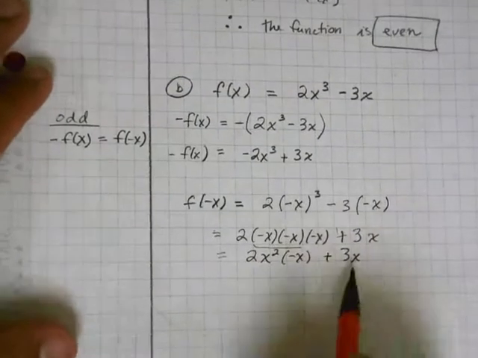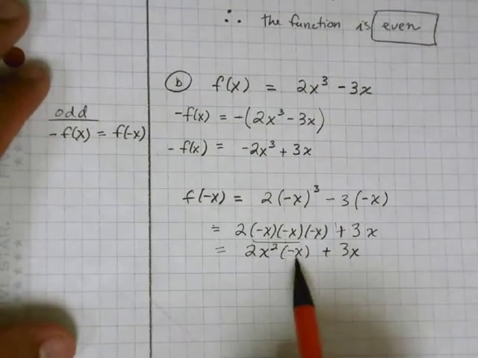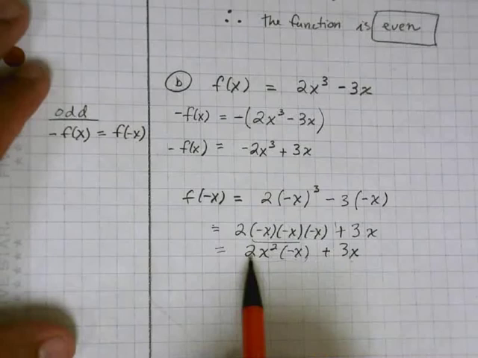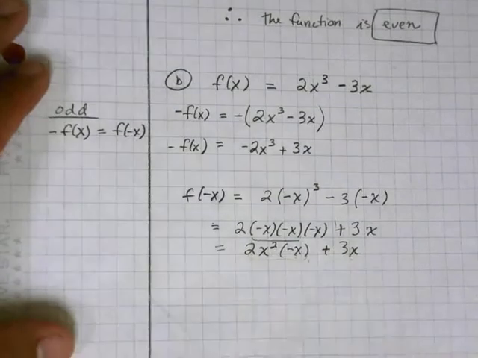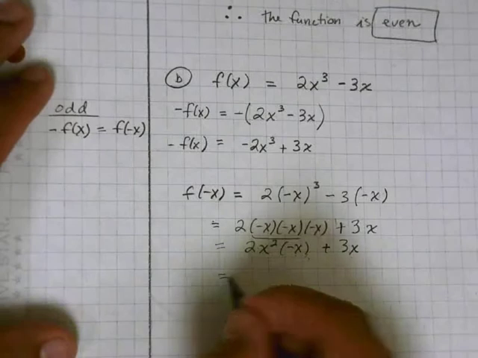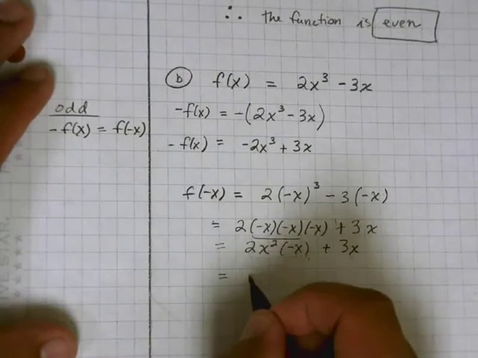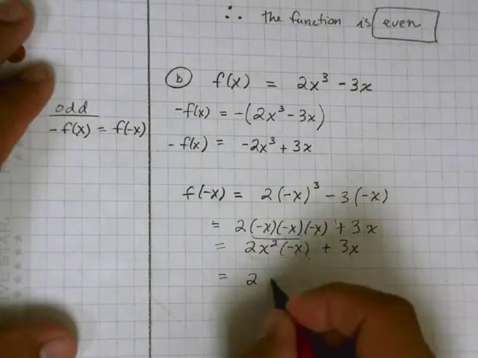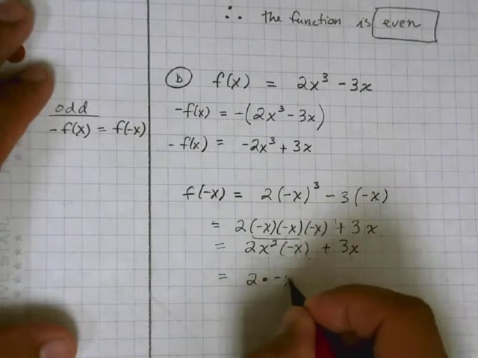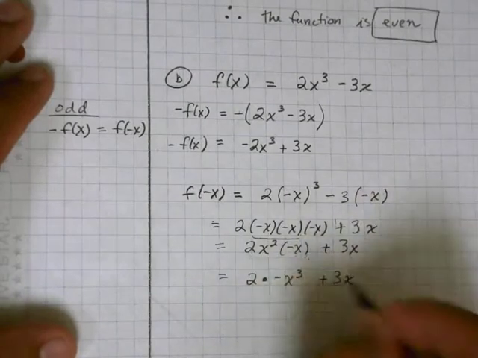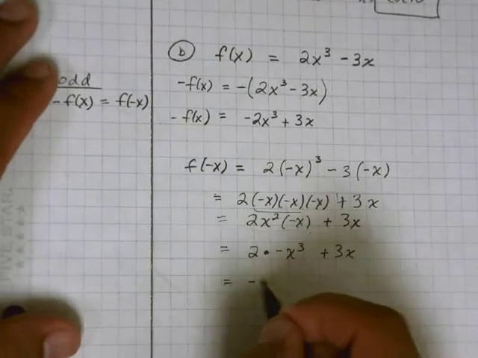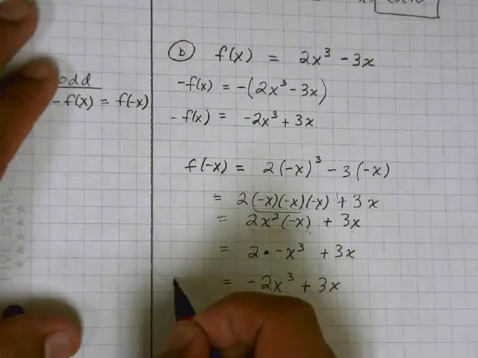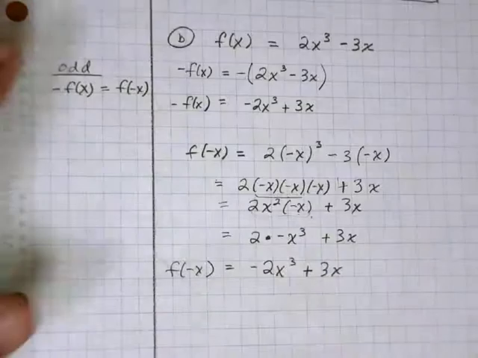Also be careful not to mix up these terms here. It's tempting sometimes to just combine these x's with this 3x, but this is all multiplication. This is addition, and so we have to do the multiplication first, because multiplication comes first in the order of operations. Okay. So this gives me 2x squared, and negative x gives me, I'm going to write the times here, negative x to the third plus 3x. And this becomes negative 2x to the third plus 3x. So this is f of negative x.